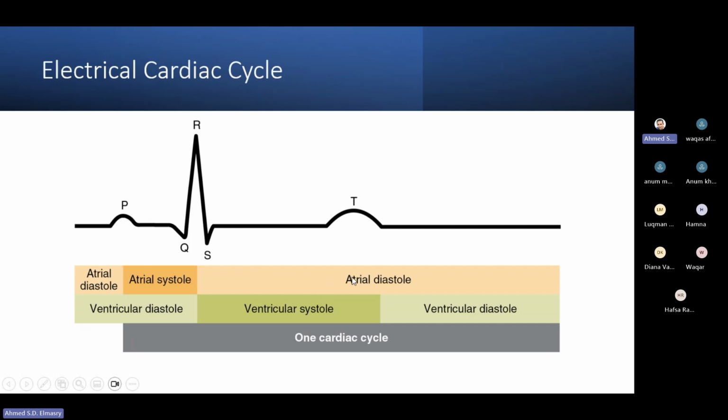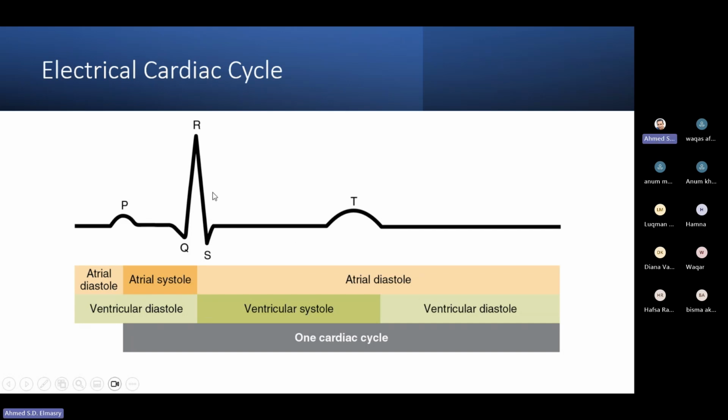Regarding the electrical cardiac cycle of the ventricle, it starts with the peak of the R wave, where the ventricle starts the ventricular systole, till the late T wave, where the ventricle starts the diastole till the peak of the next R wave. This is the electrical cardiac cycle for the atria and the ventricles.